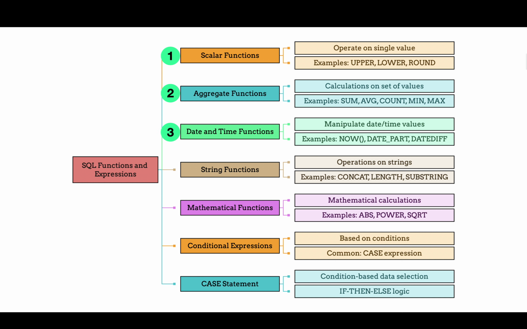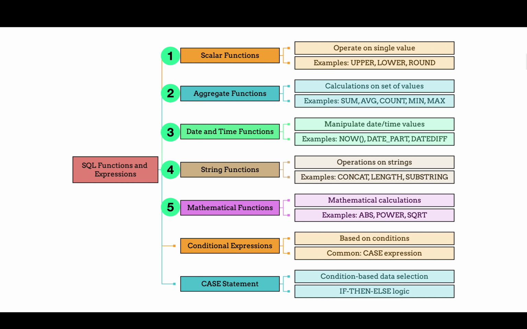3. Date and time functions, extract or manipulate date and time values. Examples include now, returns the current date and time, date_part, extracts a part of a date, and datediff, calculates the difference between two dates. 4. String functions, perform operations on string data. Examples include concat, concatenates two or more strings, length, returns the length of a string, and substring, extracts a substring from a string.